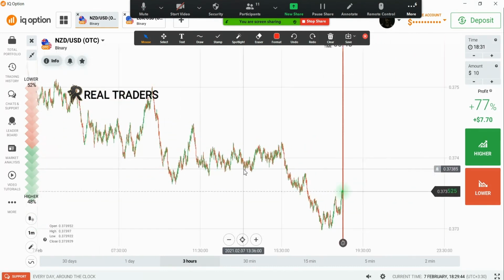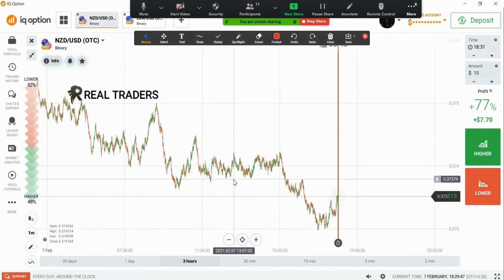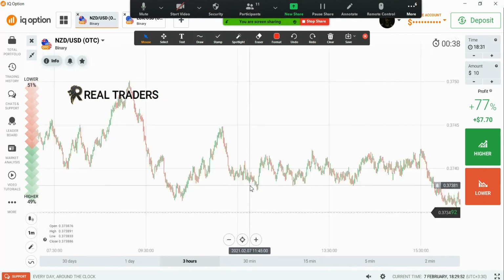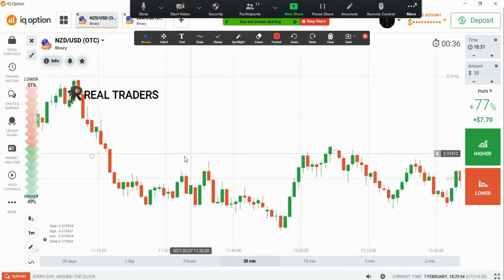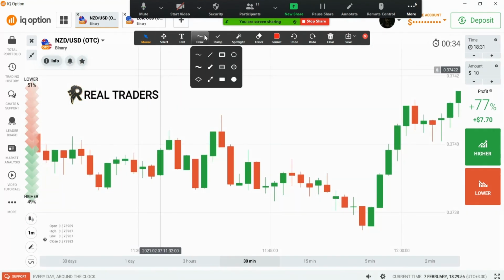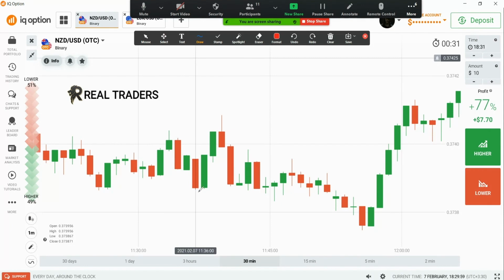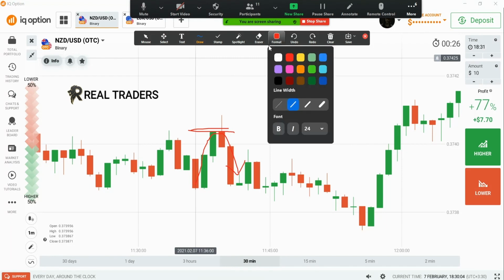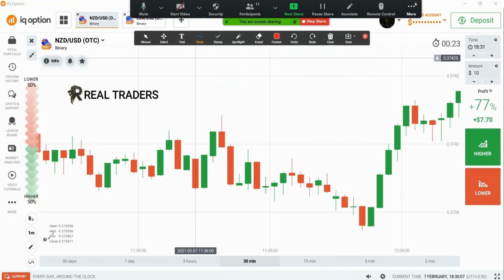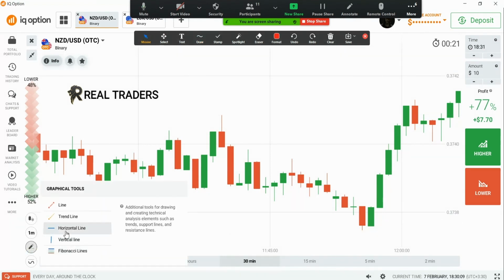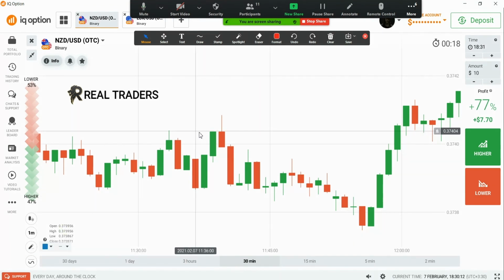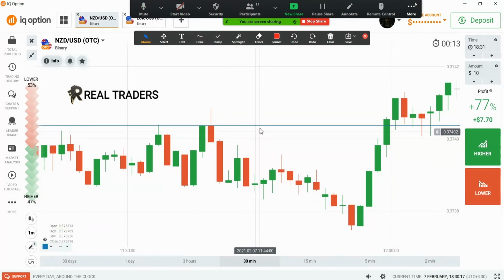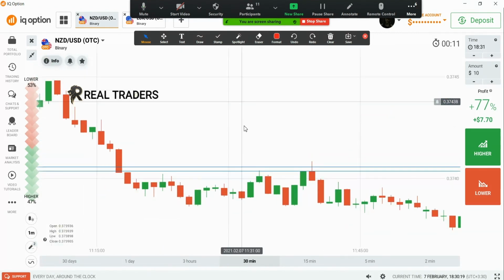So now let's talk about how you can draw a level. For example, you are seeing a reversal here, right? You can see the market reverse here, so it is a SNR. So we need to draw this SNR and we need to check it. Always check the level. Okay, so let me draw this level and let's check it.